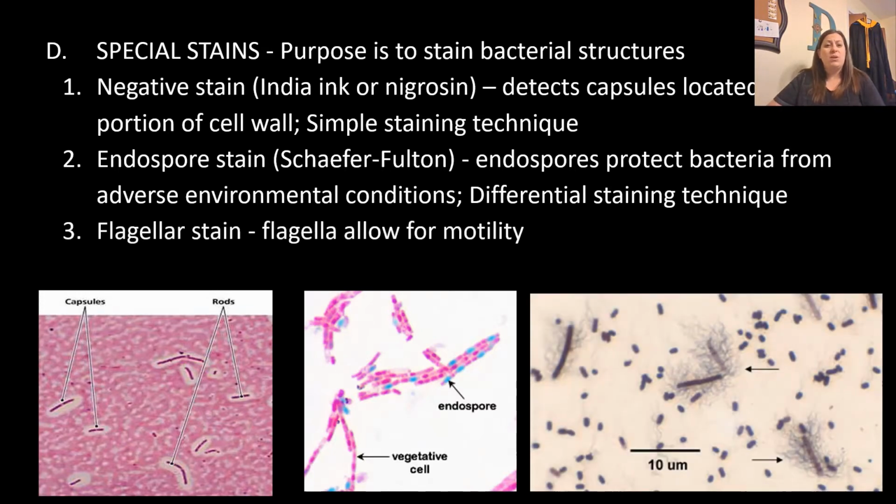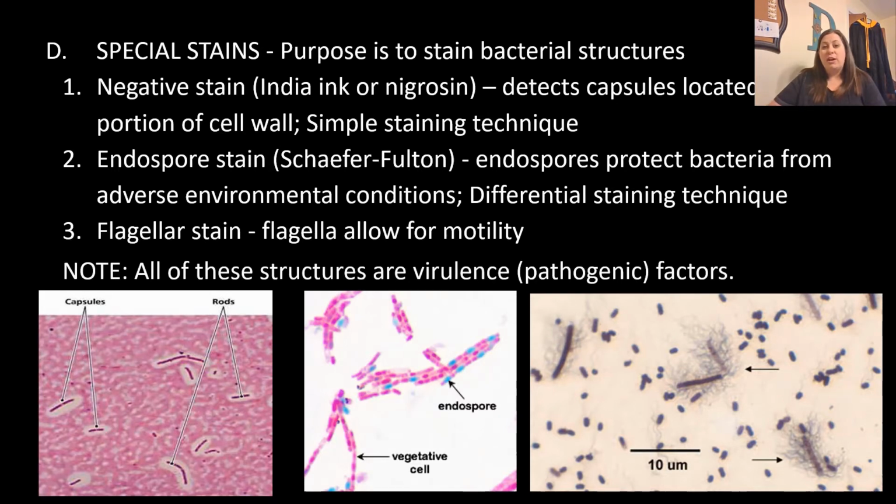We also see that we could use the flagellar stain. This is going to stain the flagella. This allows us to see what kind of motility the type of bacteria might use. Now, all of these structures are going to contribute to the virulence or the pathogenic factors of the bacteria. When they have some of these structures listed here, it causes them to be able to overcome some of maybe our immune system, some of those other things that help keep it out of an organism, to where it becomes a little more pathogenic.